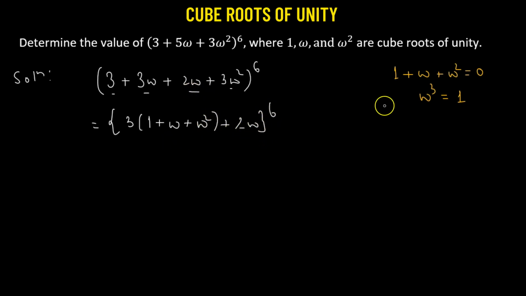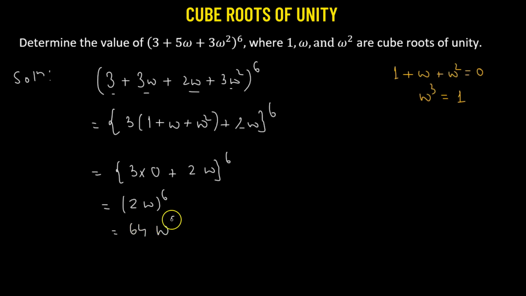the power of 6. Now we know that 1 + ω + ω² equals 0. So we have (3 times 0 + 2ω) whole raised to the power of 6, or simply (2ω) raised to the power of 6. Now 2 raised to the power of 6 is 64, times ω raised to the power of 6.